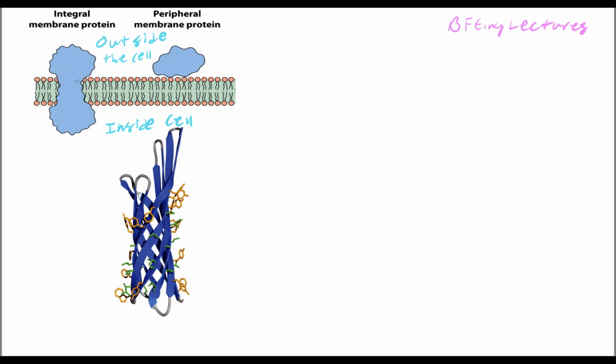Well, integral membrane proteins, we're going to call them IMPs, this abbreviation, right? The reason why this is so important is because they actually allow molecules in and out of the cell. Pretty interesting. Because they allow molecules to be transported from within the cell to the environment, or from the environment to the cell, they are sometimes called transmembrane proteins.